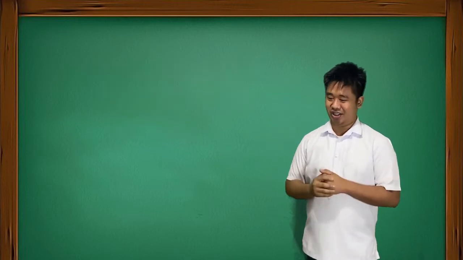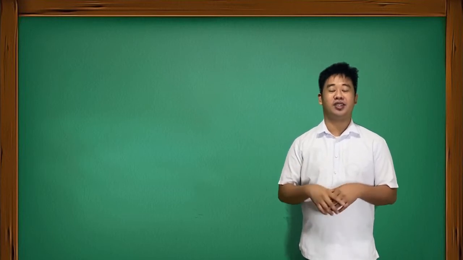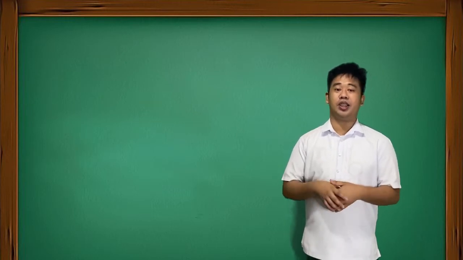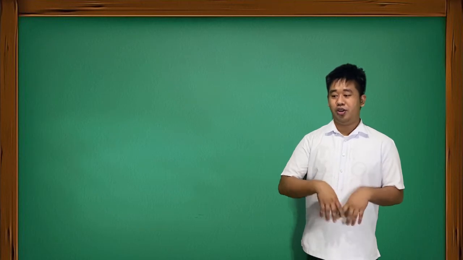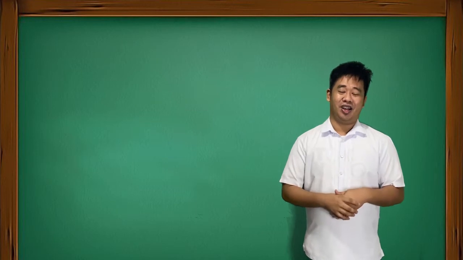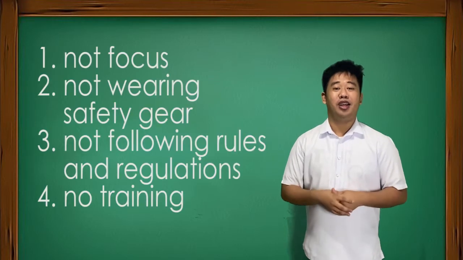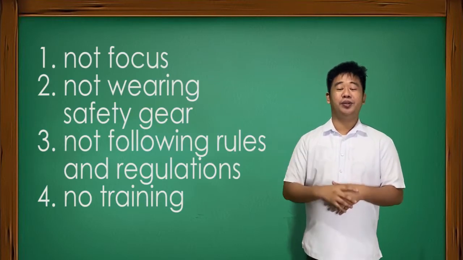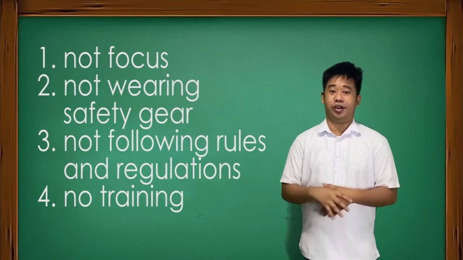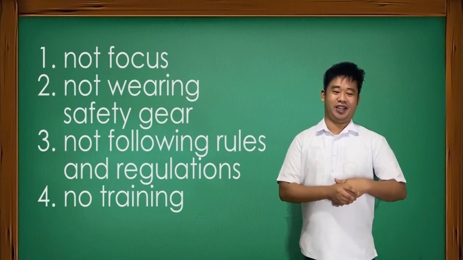Number five question. In your own point of view, what do you think are the possible reasons why these workers experience this kind of accidents and injuries in the construction site? Will you give your insights, Mimi? Great. Okay, so there are a lot of possible reasons. Some of them is number one, not focusing on work. Number two, not wearing safety gear. Number three, not following rules and regulations. And number four, no training before work.